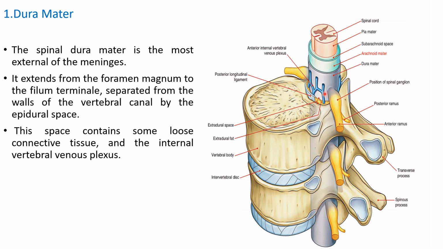Here you can see the three layers. This is the dura mater, external. Inner to that there is the arachnoid mater. Then there is the arachnoid space. Then the innermost one is the pia mater.